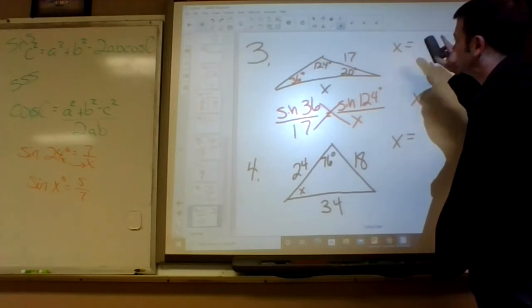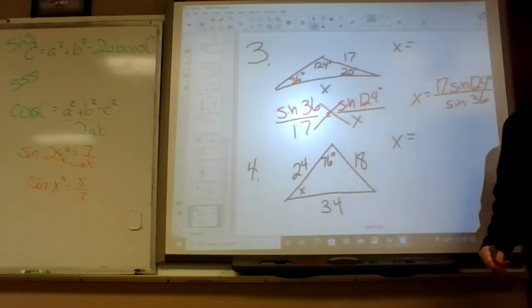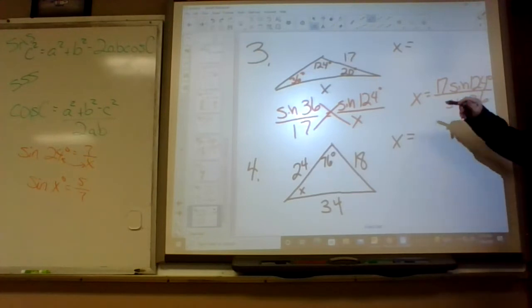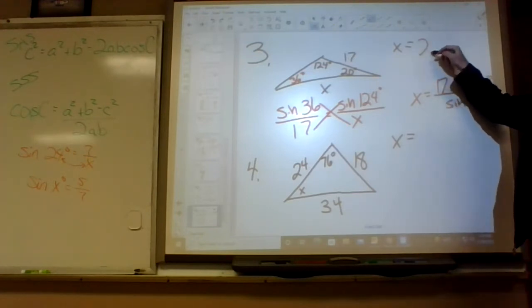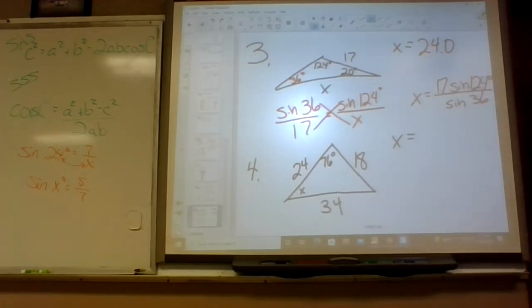It's 24. How did you guys all get different answers? It's because of rounding. It's 23.98, 23.97 or 8. It rounds the 9 up, so it rounds to 24. Number 3 is 24. Number 4 is 30.9. Wait a minute. Because it rounds the 9 up. Hold up.